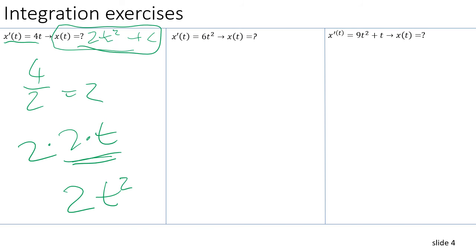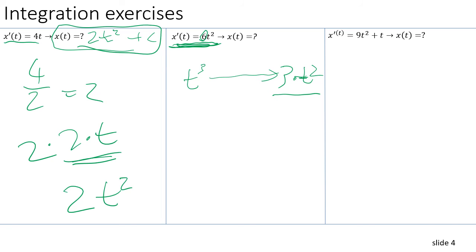This is our integral. What is the integral of x prime of t equals 6 times t squared? Well, we know that the derivative of t cubed is 3 times t squared, and vice versa, the integral of 3 times t squared is t to the third power. By that logic, see that 6 over here?